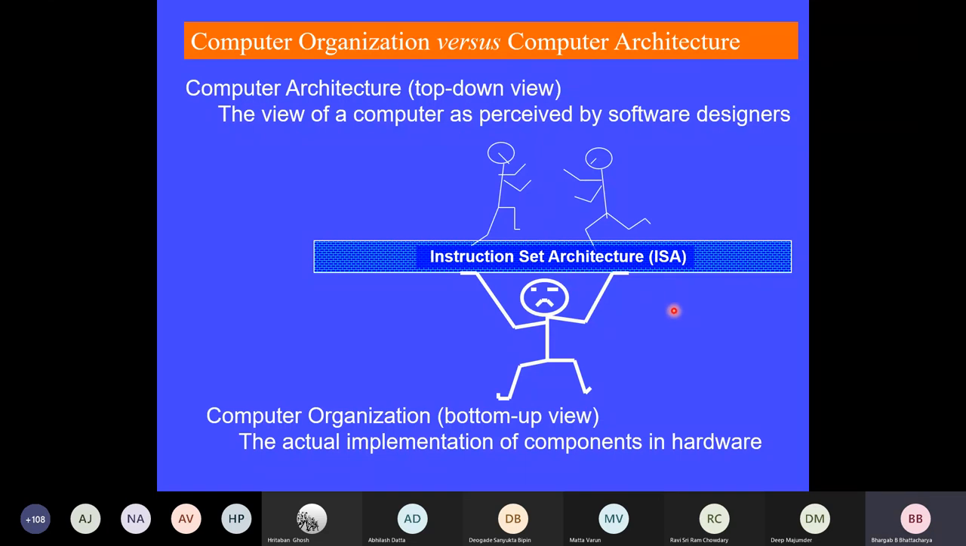In other words, it is the overall perspective of the machine in terms of the collective machine language, and how that machine language has been implemented inside the hardware is the concern of computer organization, the bottom-up view, the actual implementation of components in hardware. And needless to say, this instruction set architecture, a very fundamental and important layer, lies at the interface.